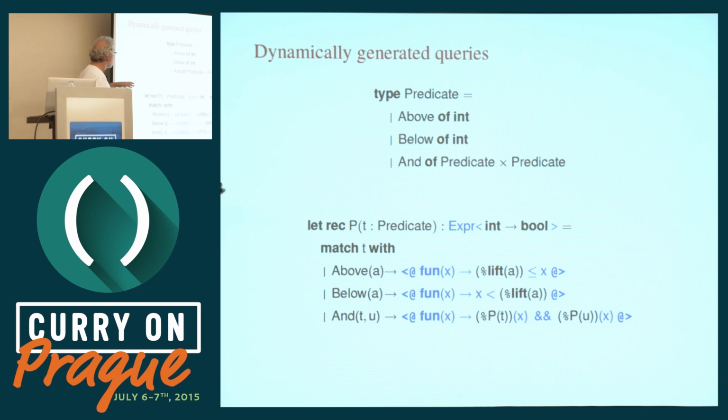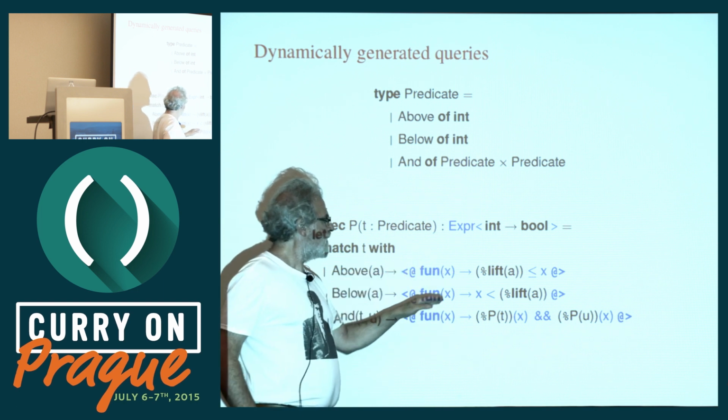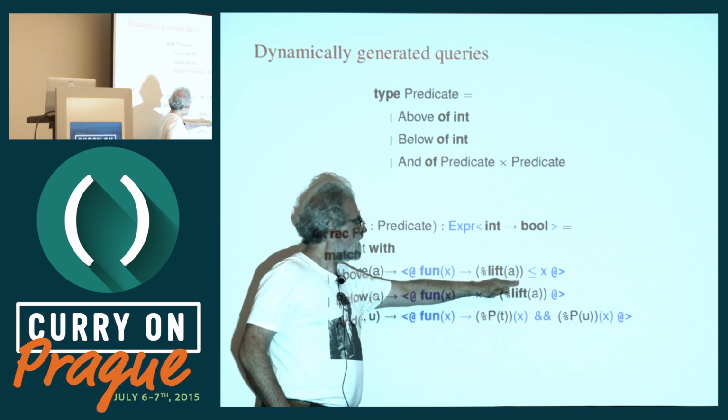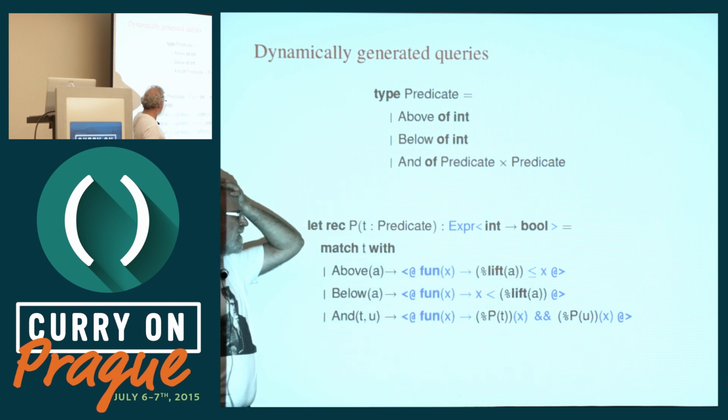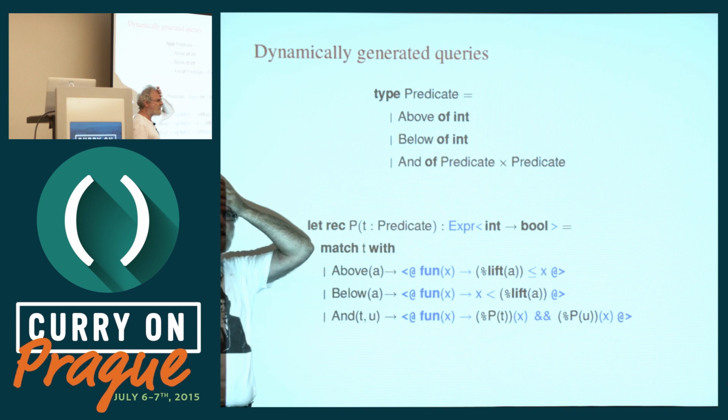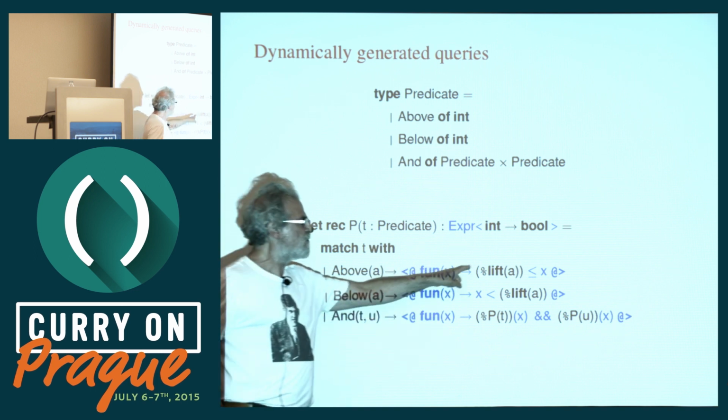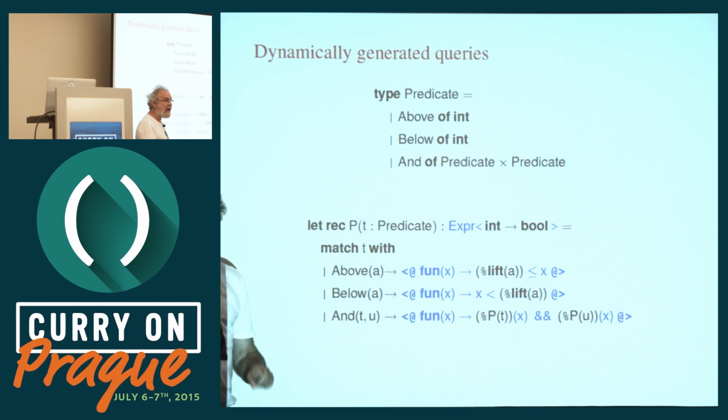And then we can convert one of these data structures into an actual quoted term by saying, OK, above corresponds to the function of x that returns lift of a, above of a means that lift of a is smaller than x. Wait, why is there a lift of a there? Isn't it just a is smaller than x? Well, no. A is an integer, we're splicing something in here that has to be an expr of integer, so we need to convert our integer to the parse tree that represents that integer, and that's what lift does.